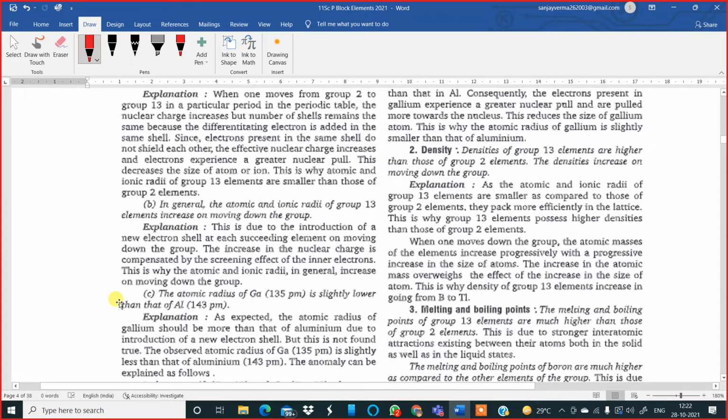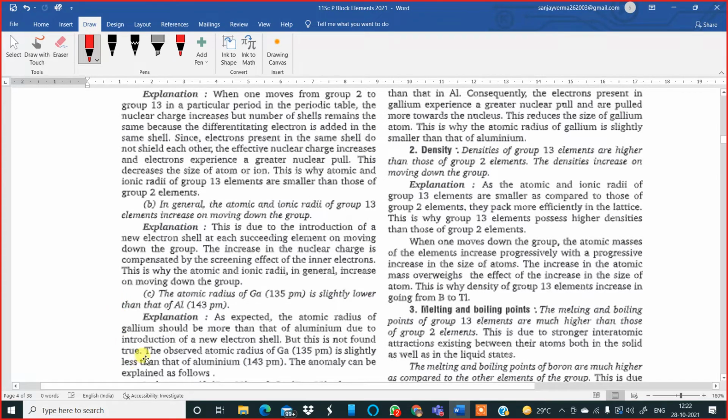Okay, so there is one word over here which is called screening effect. The electrons present in the inner orbitals screen the effect of the nucleus, which is holding the outermost electrons toward itself. That's why this effect is called screening effect.